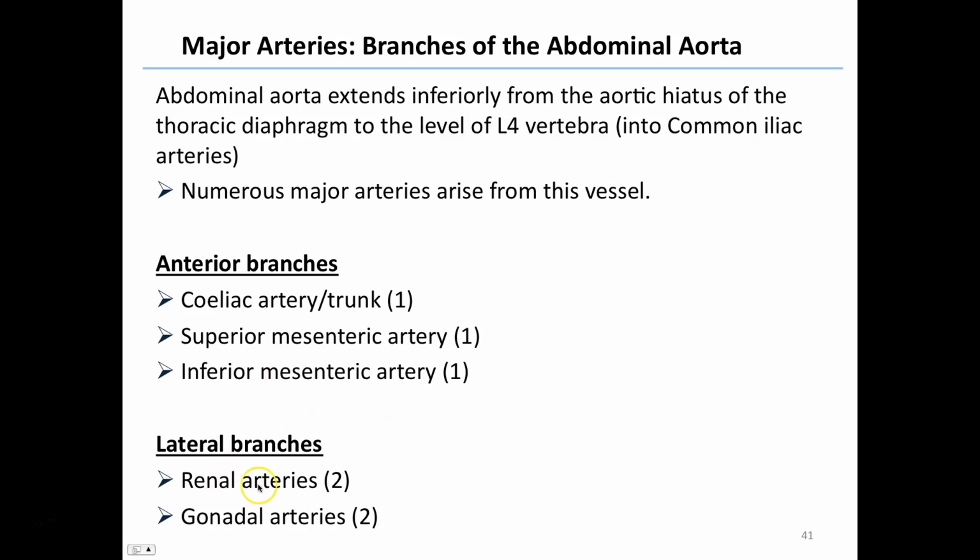The lateral branches include the renal arteries, which supply the kidneys, and then the gonadal arteries. And gonadal is a generic term. If we are talking about males, these would be called testicular arteries, and if they're females, we would call them the ovarian arteries. But gonadal is a generic term given to these structures. So they're supplying the sex organs.